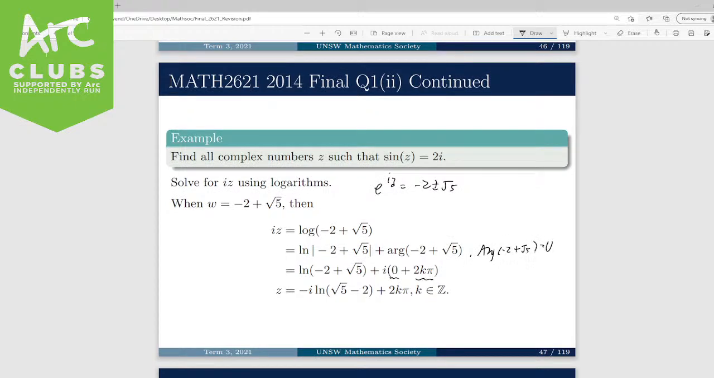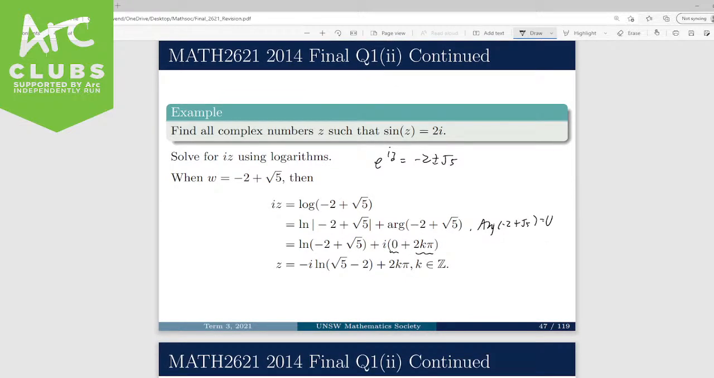And then you just add a bunch of multiples of 2 pi to get the rest of your argument values. And then you simply divide an i off, because so far it's just iz. To actually get z to be the answer, you have to divide an i off everything. And that's how you get this lovely solution over here for z.